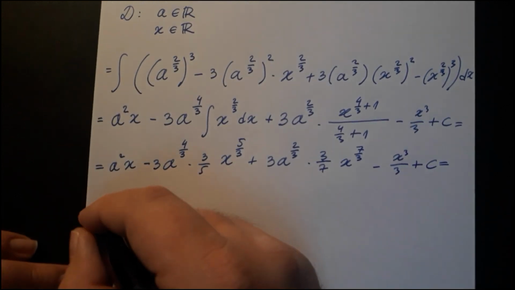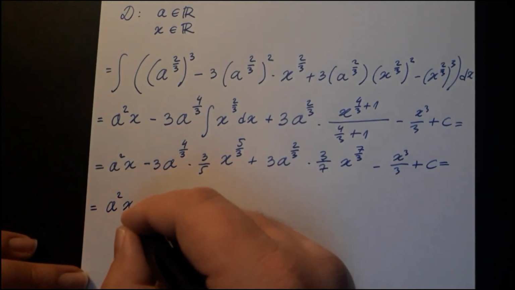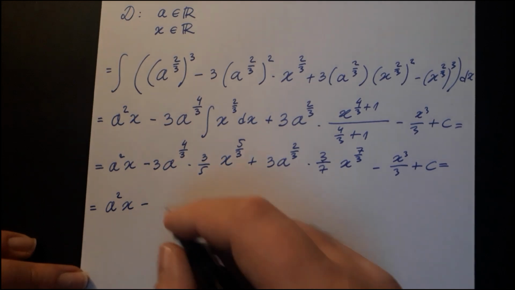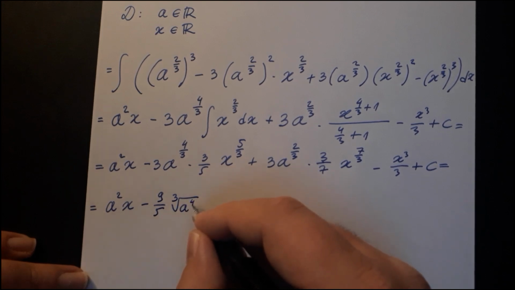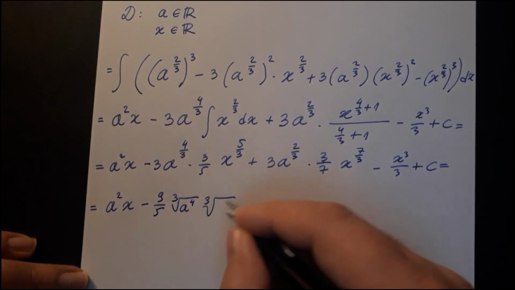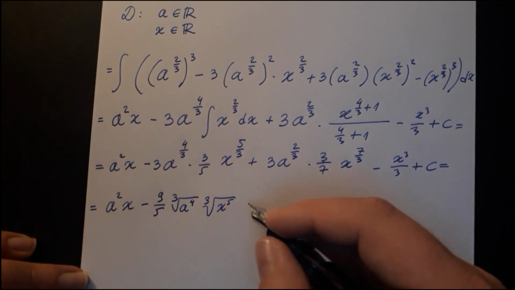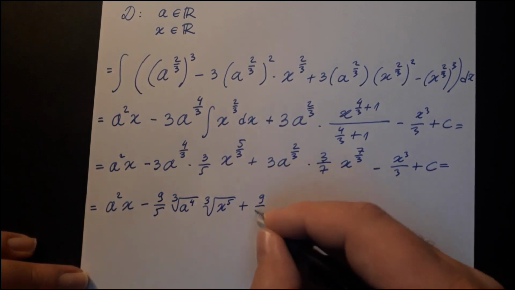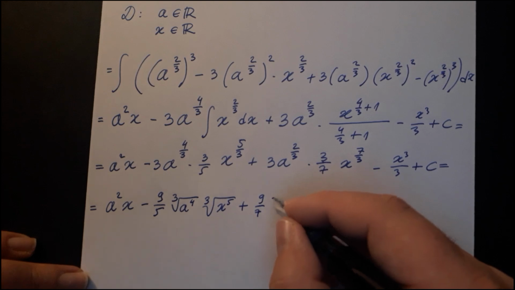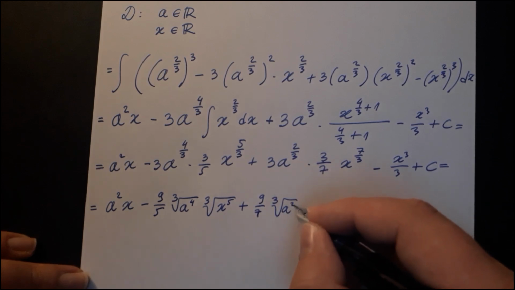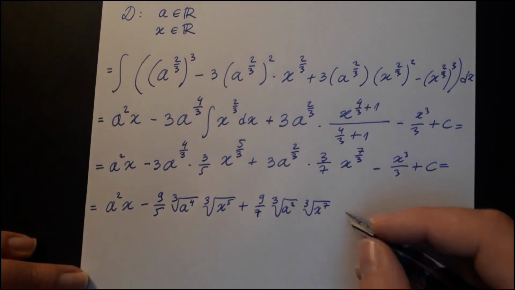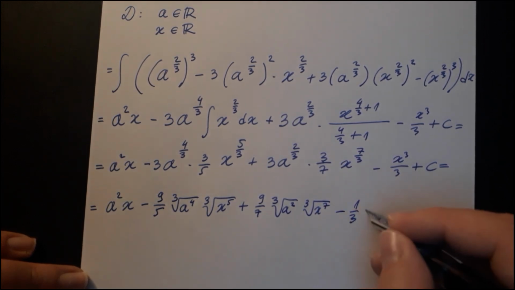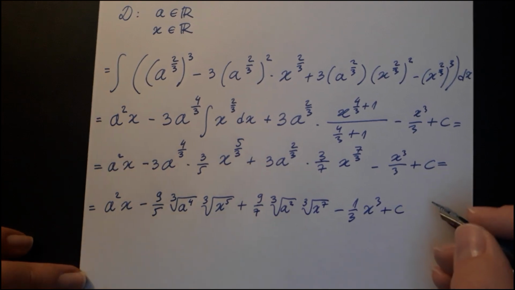which is then equal to a squared x minus 9 divided by 5 cubic root of a to the power 4 times cubic root of x to the power 5 plus 9 divided by 7 cubic root of a squared times cubic root of x to the power 7 minus 1/3 of x cubed plus c.